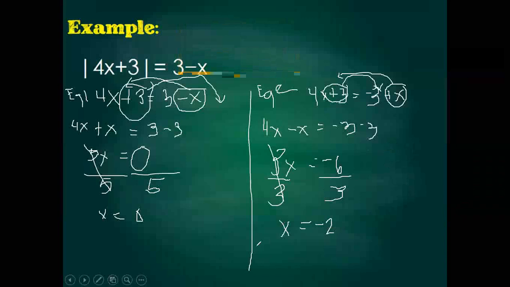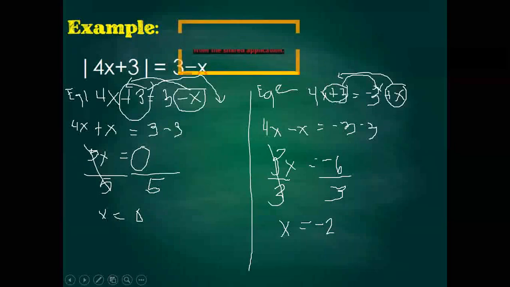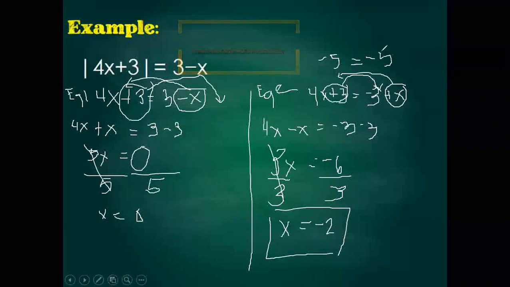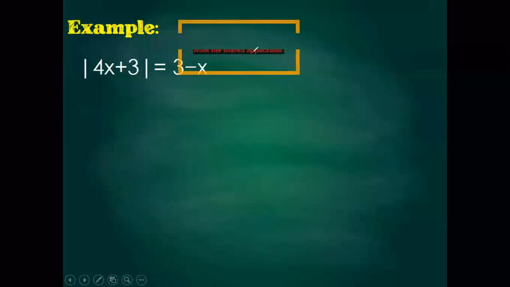You want to check it. So 4 times negative 2, negative 8 plus 3, negative 5. So negative 3 minus 2. Kasi the value of x is negative 2, right? Negative 3 minus 2, the answer is negative 5. So correct. Check pa din. Check na check. Okay? So, another example.